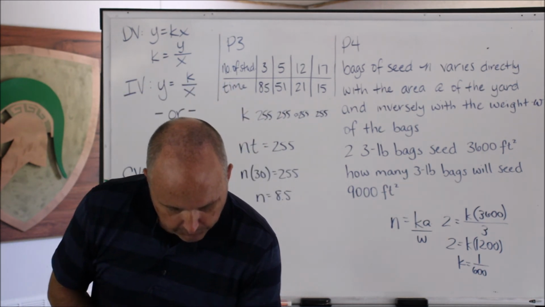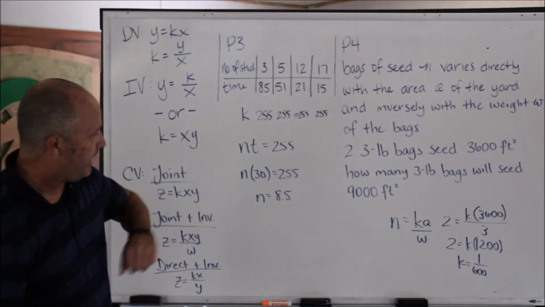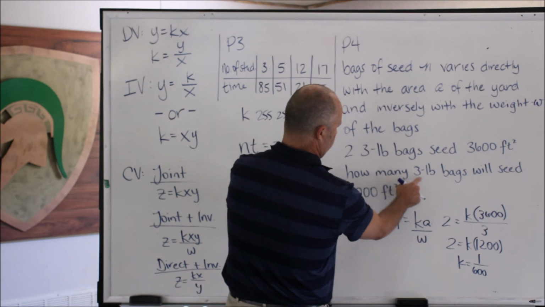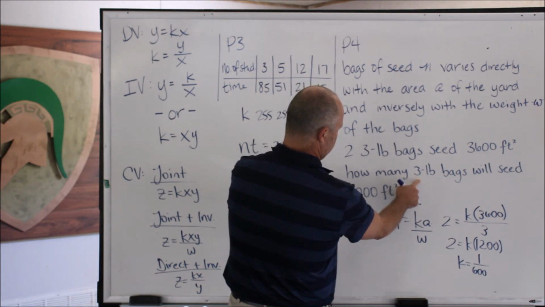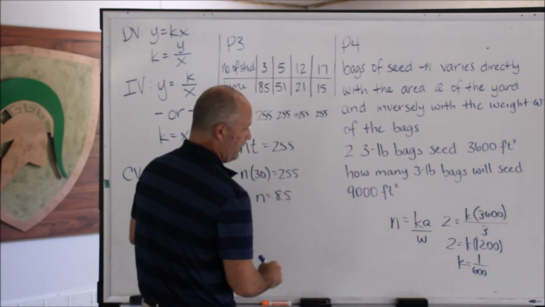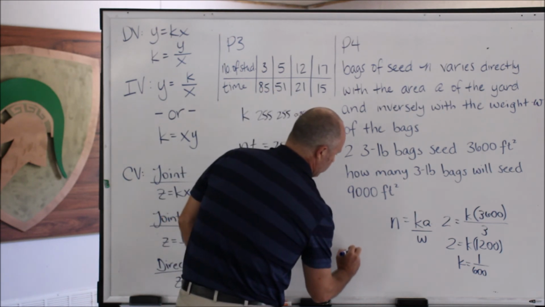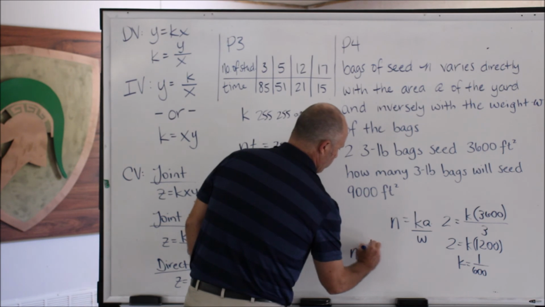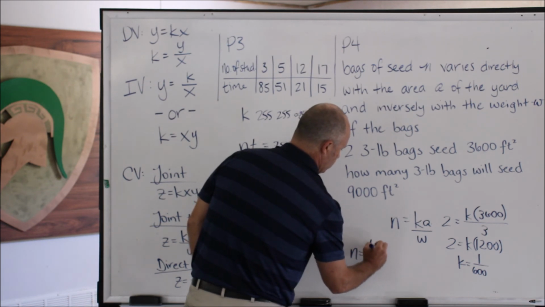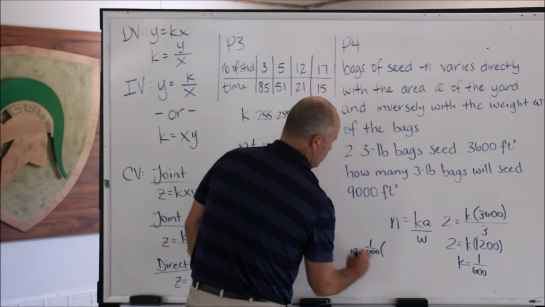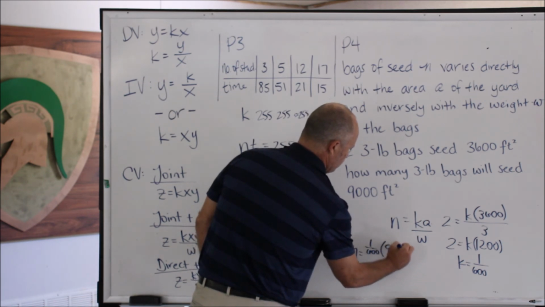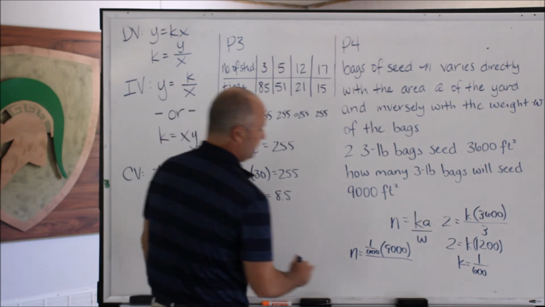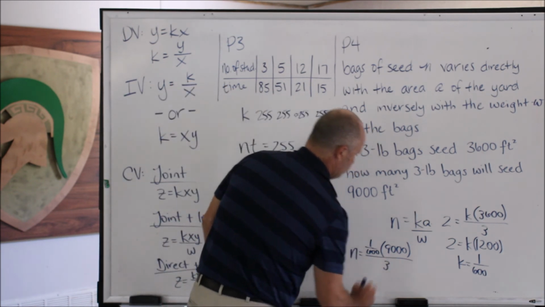The next thing that we're going to do is take this K value and plug it in with these values here. How many 3-pound bags of seed will you need to do 9,000 feet? So N is the variable we're looking for here. We're going to do 1 over 600 times 9,000 square feet over, then the weight of the bags again is 3.